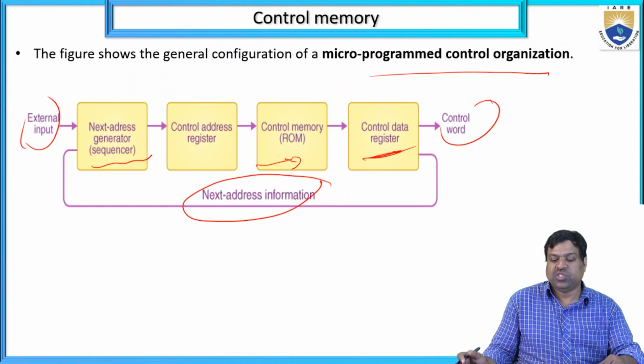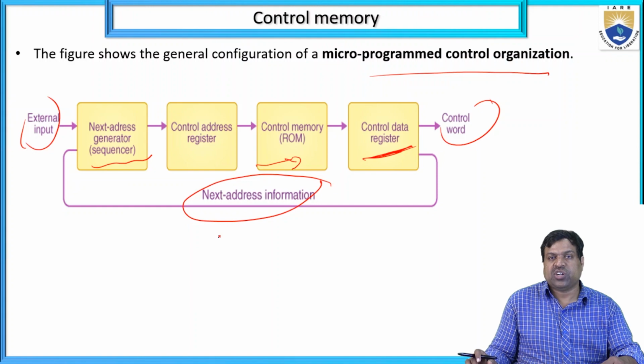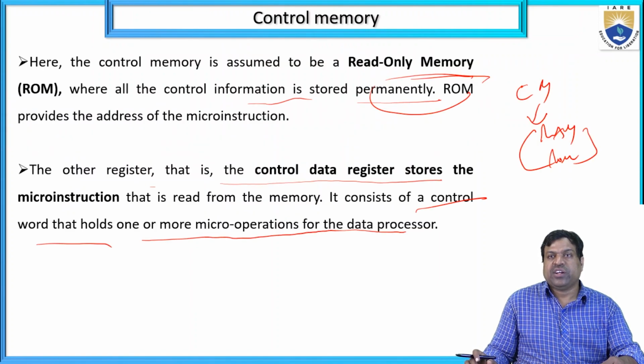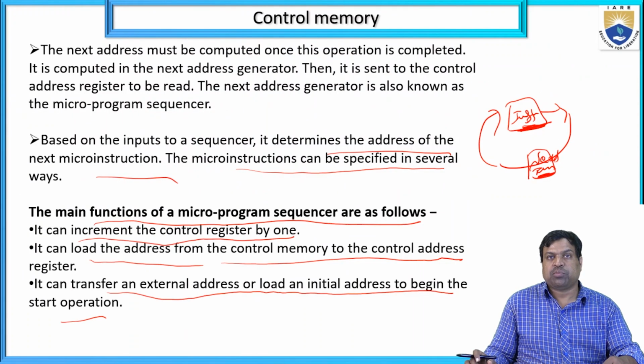Next address information means that after completion of this data, the next data goes from the external input to the next address generator. That is the next address information. Here, read-only memory holds permanent information. The control information is stored permanently, and the other register, the control data register, stores the micro instructions read from the memory. It consists of a control word that holds one or more micro operations for the data processor.